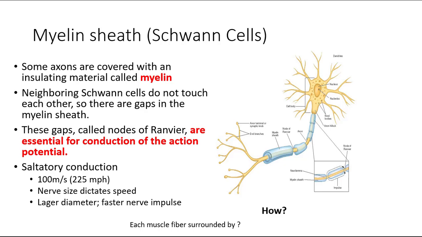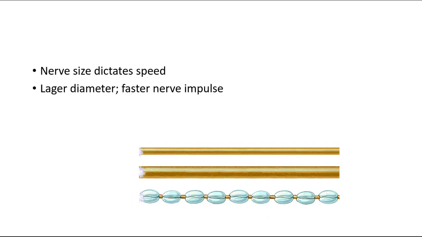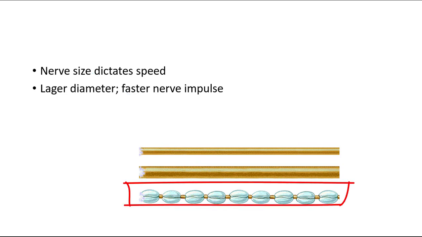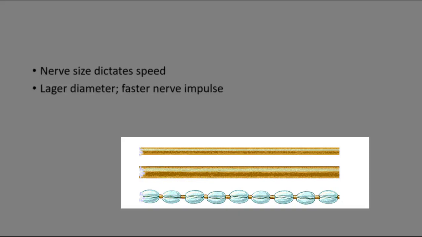Nerve size determines speed, so the larger the diameter, the faster the nerve impulse. But nodes of Ranvier allow the generation of a fast electric impulse along the axon while still keeping a smaller axon size. So nerve size determines speed: larger diameter, faster nerve impulse. But this one has a myelin sheath. So let's see the speed.